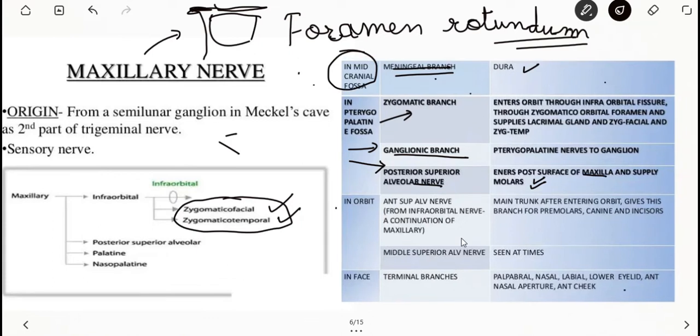The infraorbital nerve is the continuation of the maxillary nerve. It emerges on the face through the infraorbital foramen and terminates into the palpebral, nasal and labial branches.